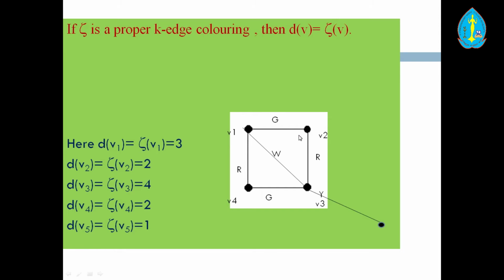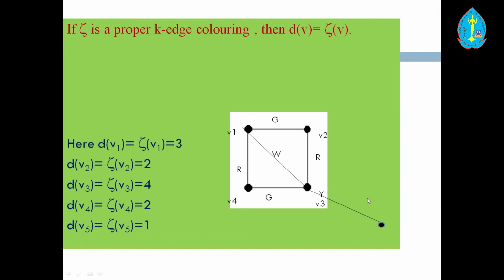The number of colors represented at V2 is also 2, therefore the degree of V2 equals script C of V2, which equals 2. And consider this vertex V3. Here 1, 2, 3, 4 edges are incident at V3, therefore the degree of V3 is 4, and the number of colors represented at V3 is 4, therefore the degree of V3 equals the number of colors represented at V3. Consider V4: here 2 edges are incident at V4, so the degree of V4 is 2, and 2 colors are represented at V4, therefore script C of V4 is 2, so they are equal.